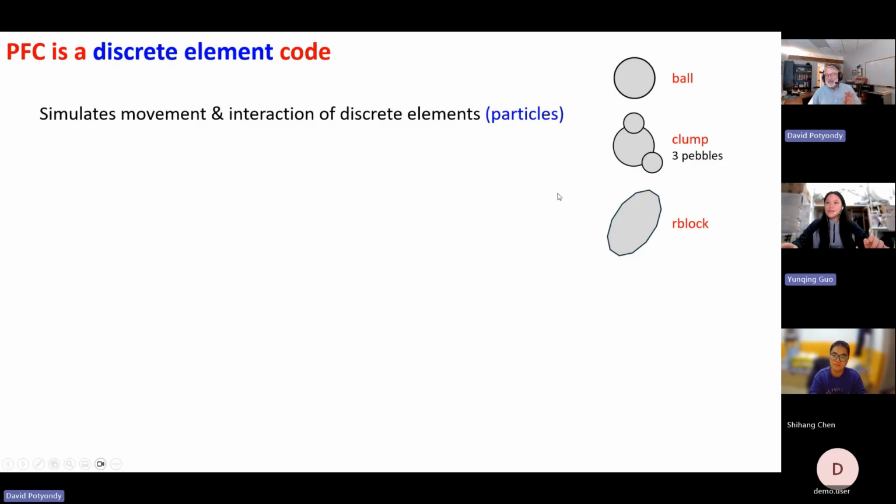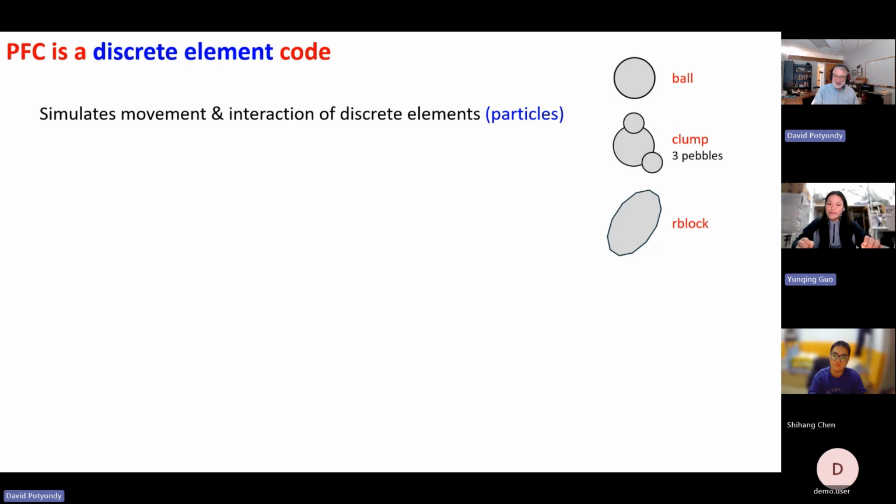In the world of PFC, these things, a collection of which creates a single thing called a clump, are called pebbles. Pebble is an English word for a little stone. So you have a collection of pebbles that can overlap each other, and that's treated as a thing called a clump. So the particles are balls and clumps, and we also can have a convex polyhedra.